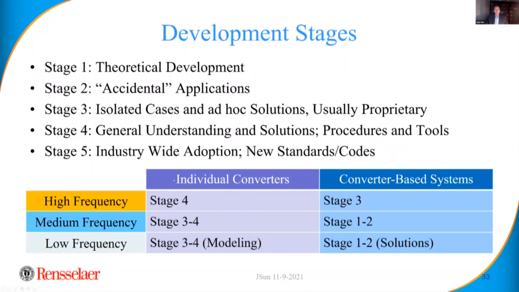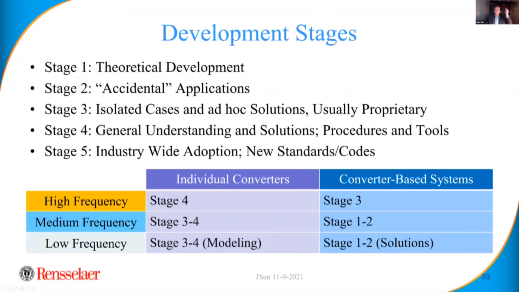If I put these together, look at high frequency and medium frequency, the two frequency ranges we are interested in most. Look at individual converter connected to the grid versus converter-based power system. I think we have made tremendous progress with individual converter connected to the grid. We're close to stage 5 where we can have new standard grid codes and standard solutions.